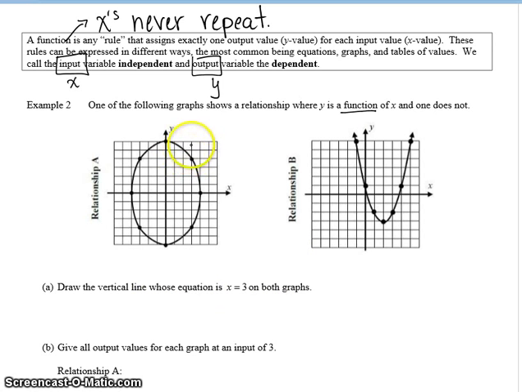So remember, x equals is a vertical line. So if I draw this in right here, here's x equals 3. And then same thing over here. Here's x equals 3. And now part A says draw the vertical line. We did that. Give out all output values for an input of 3.